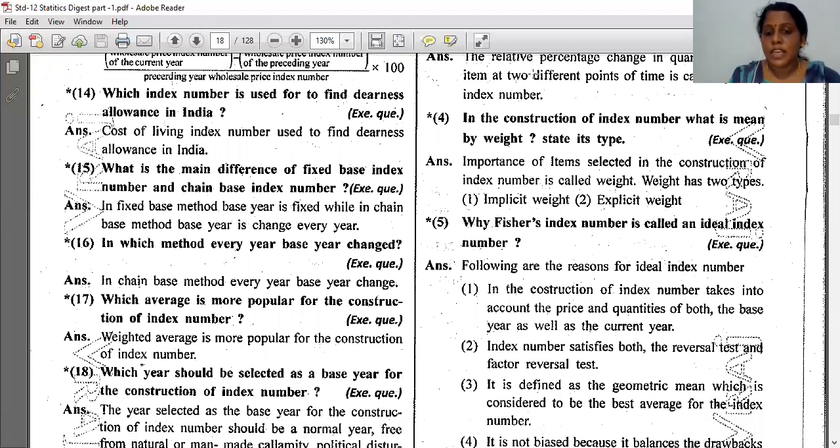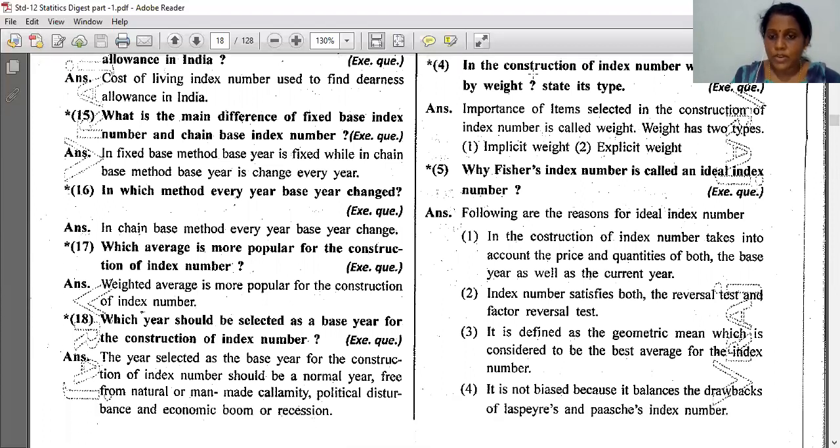First reason is the construction of an index number takes into account the price and quantities of both the base year as well as the current year. Second is index number satisfies both the reversal test and the factor reversal test. Then third one, it is defined as the geometric mean, which is considered to be the best average for the index number. The third point is also important, which is the best average for the index number, that is the geometric mean. This is also one mark question.